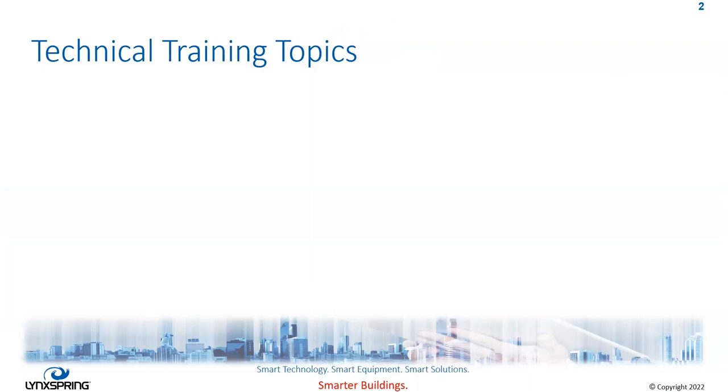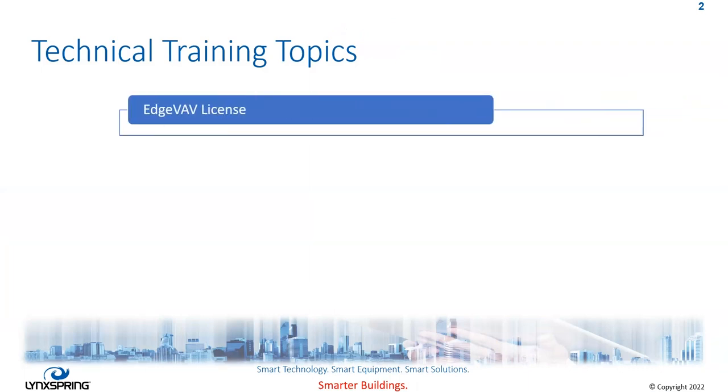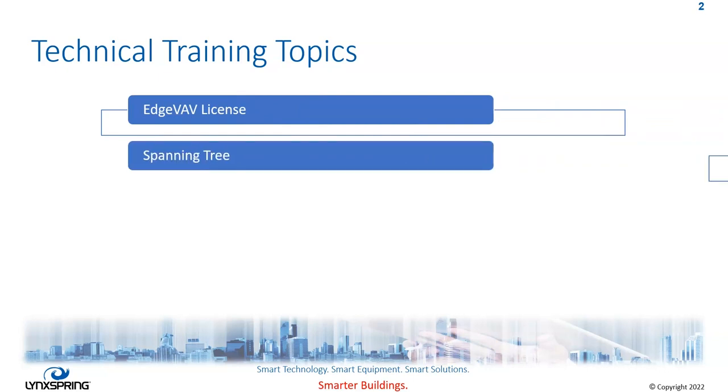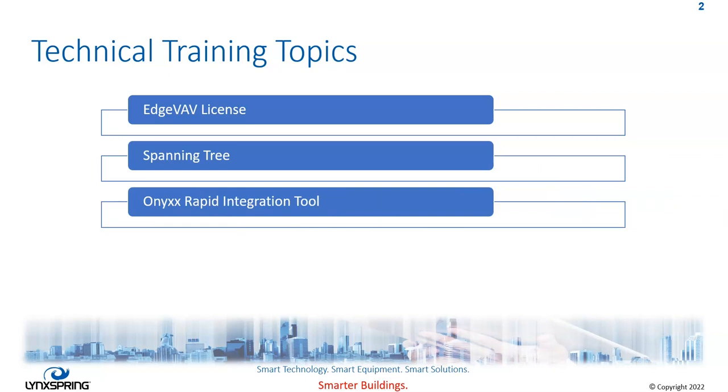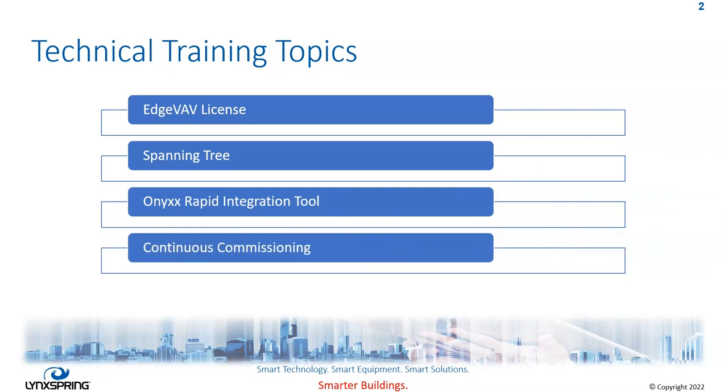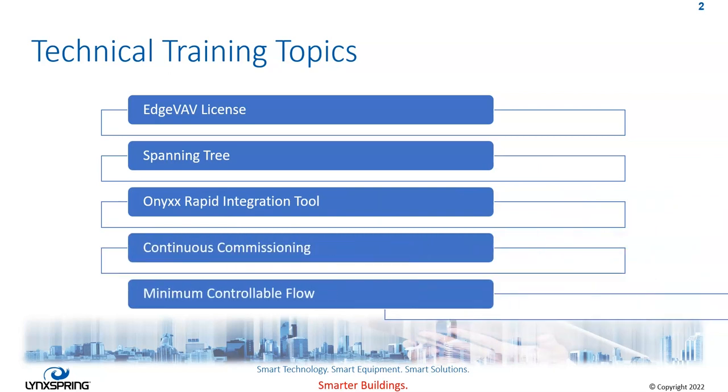So the topics that we're going to be talking about today are the Edge VAV license, the spanning tree protocol, Onyx Rapid Integration Tool, continuous commissioning, and the minimum controllable flow.